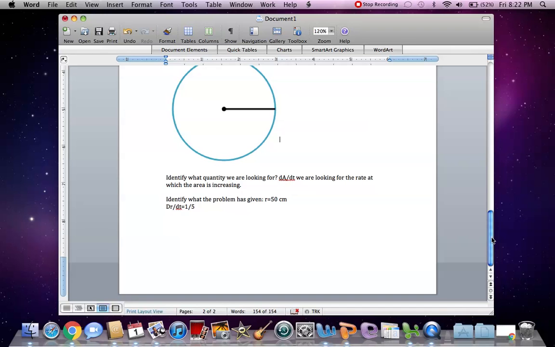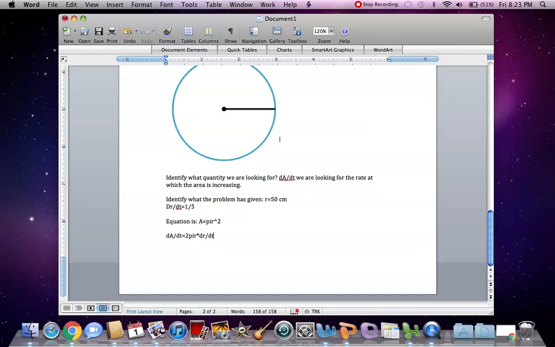So now that we have decided what we are identifying, we need to figure out an equation. Because we are dealing with a circle and its area, we know that our equation is A equals pi r squared. Now that we have the equation, we can take the derivative with respect to t. So your equation will look like dA over dt equals 2 pi r, since we took the derivative, times dr over dt.